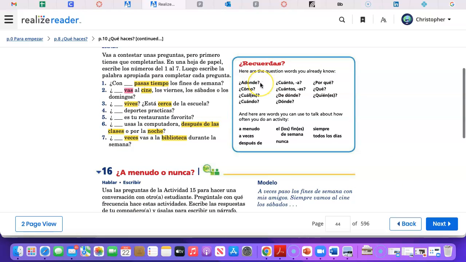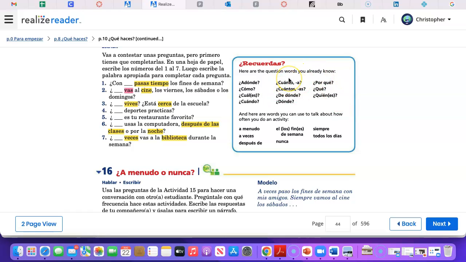¿A dónde? ¿Cómo? ¿Cuál? ¿Cuándo? ¿Cuánto? Or ¿cuántos? ¿De dónde? ¿Dónde? ¿Por qué? ¿Qué? And ¿quién?, or ¿quiénes?